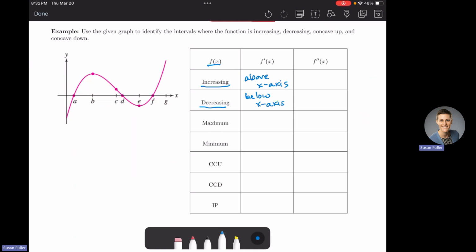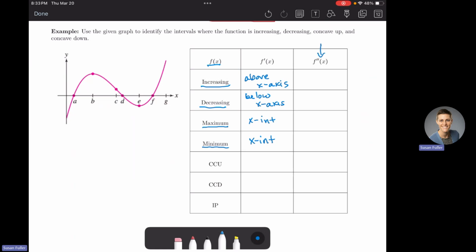If my OG has a maximum, I know that my first derivative has an x-intercept there. I know I crossed the x-axis. And if I have a minimum, I also have an x-intercept and I cross the x-axis. Okay, now we're adding more things to this list. What if I'm concave up or concave down or have inflection points? I want to add that to the mix of this table.